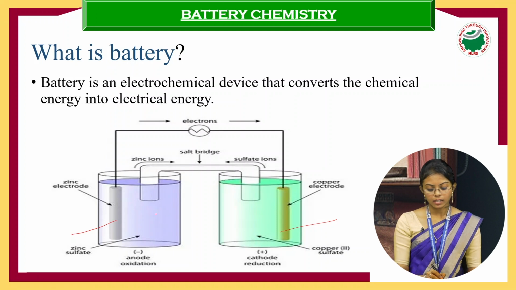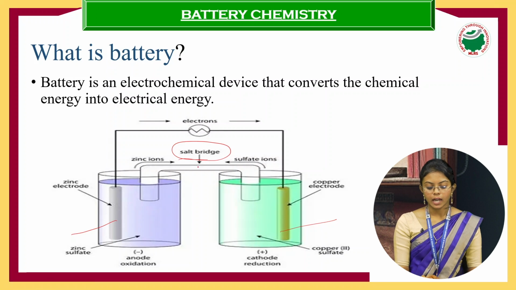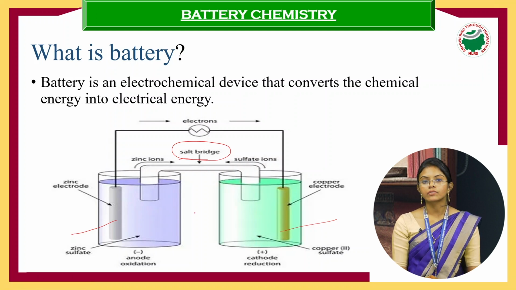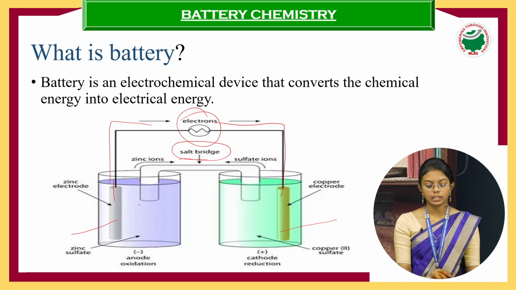These electrolyte solutions are connected through a salt bridge. What is the use of the salt bridge? It allows the passage of ions from one electrode to the other. Also, the electrodes are connected to a voltmeter or galvanometer, and electrons flow from anode to cathode.